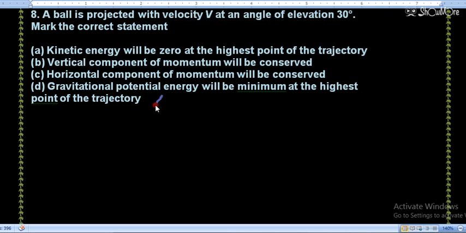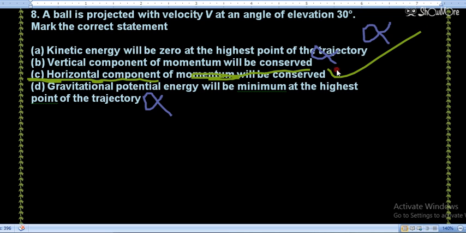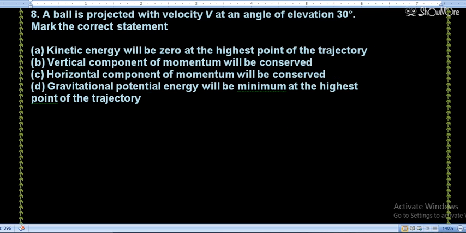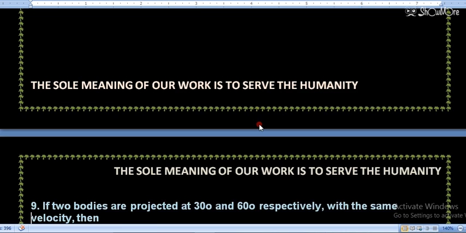So that means you can eliminate the options also if you do not know about the right answer. So option number 1 eliminated, option number 2 eliminated. So answer for this particular 8th question will be option number C, that is horizontal component of momentum will be conserved. So this will be the right answer. Option number C will be the right answer for question number 8. You can note down it in your notebook. Note down all the 10 questions that we have discussed here.